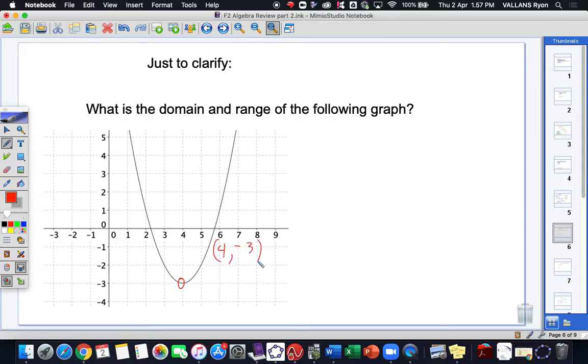See if you can guess what the domain and the range is. Left and right, up and down. Say it in your head, write it down, whatever way you want to do it. I'll do it in 5.